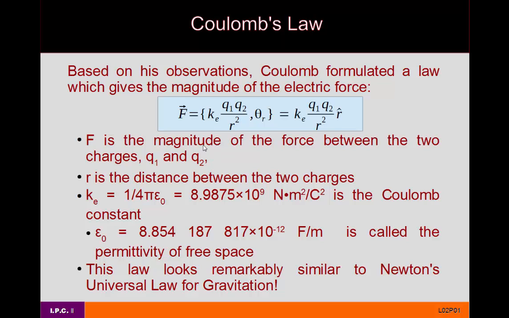Compare that to Newton's law, which would have said the universal gravitational constant times mass 1 times mass 2 divided by the distance between the 2 masses squared. This second term gives the direction. It's basically the direction that points from one charge, the charge on which the force is acting, to the other charge. Away from the other charge.